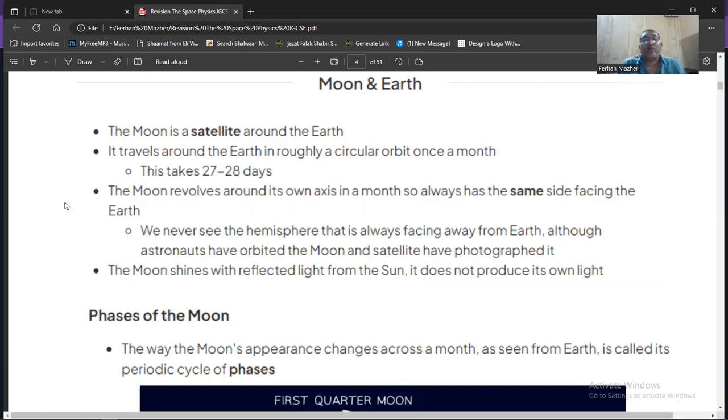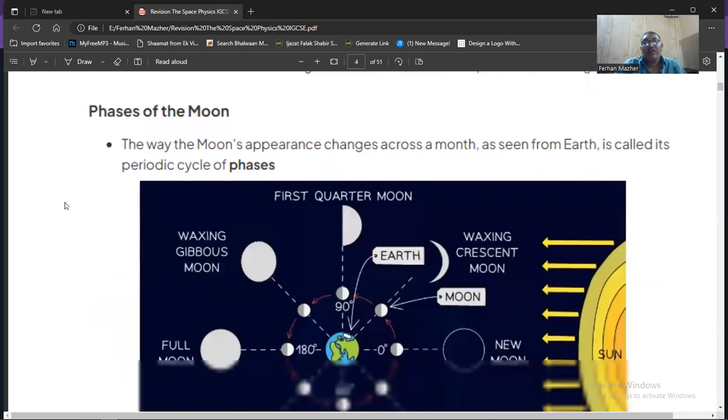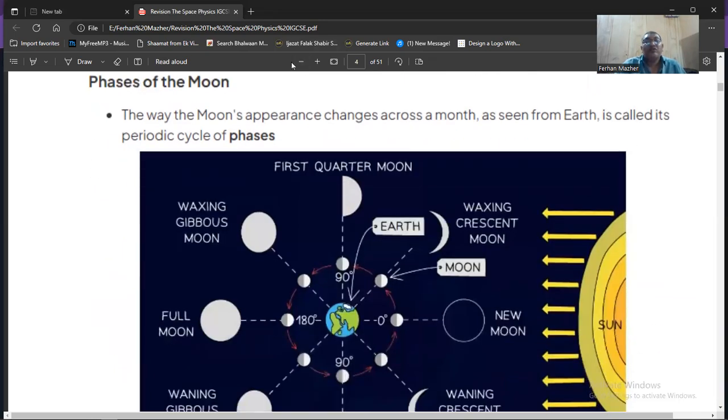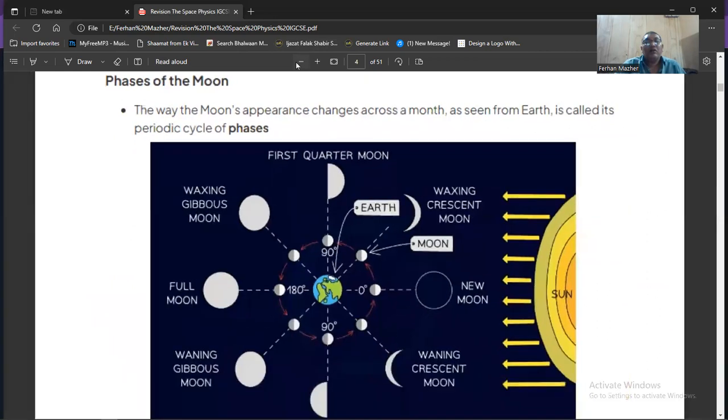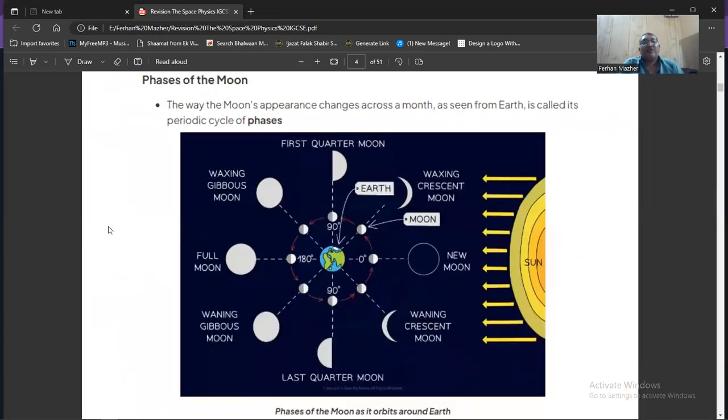Although astronauts have orbited the moon and satellites have photographed it, the moon shines with reflected light from the sun. It does not produce its own light. The phases of the moon. The way the moon's appearance changes across a month as seen from Earth is called its periodic cycle of phases. So, the phases of the moon as it orbits around the Earth.